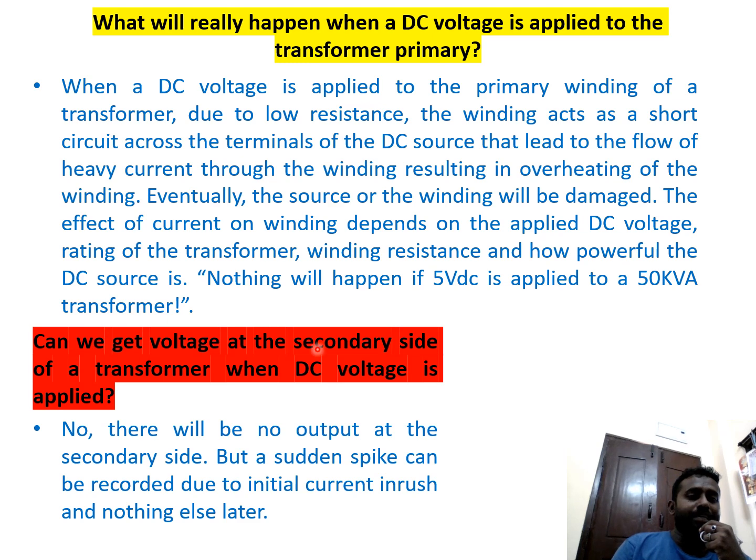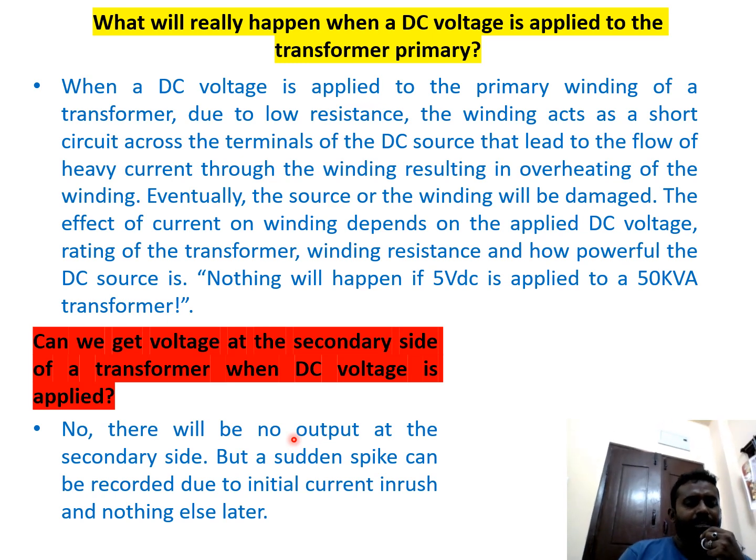Now, can we get voltage at the secondary side of the transformer when DC is applied to the primary? No, there will not be any output at the secondary, but a sudden spike can be recorded due to initial inrush and nothing else. So whenever you give some DC voltage, immediately after that a spike is recorded because of the initial current, but it does not last for a long time. So these are some of the questions, and you have to learn them.